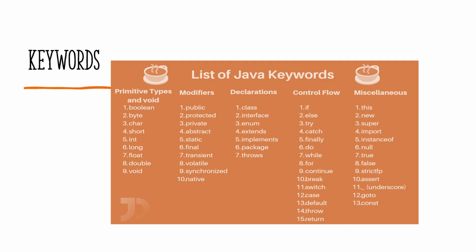So the primitive data types, all of them are keywords; modifiers, all the declarations we will make, all the classes we create, control flow, if else, try catch, and this, new, super. All these are different types of keywords, and they cannot be used for creating a class name or a variable name.